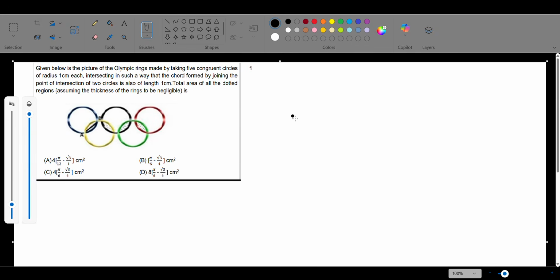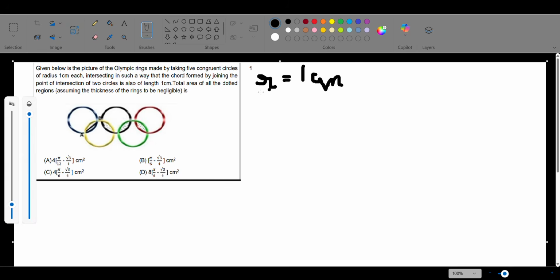Okay, so this question was asked in the 2025 sample paper, Math Standard. All of this question is made by 5 congruent circles of radius 1 centimeter each. Okay, so let's write down the necessary information. We have R is 1 centimeter.